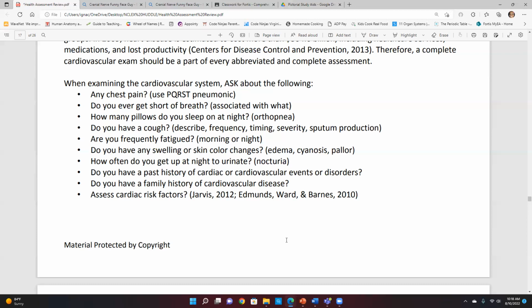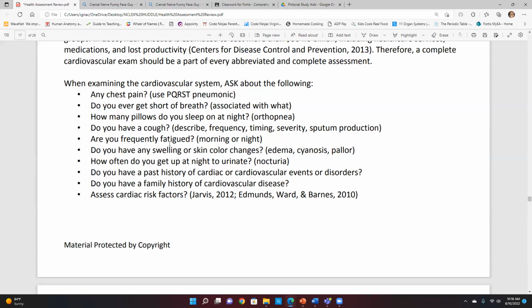You're going to ask about a cough. Do they have sputum, right? Is it blood tinged? Because that's going to also be a sign of left-sided heart failure. Do they get frequently fatigued? Okay, again, these are all things that can indicate the patient may have congestive heart failure, right? Do you get up in the night to urinate? That is nocturia. Whenever you see uria, think urine. Think nocturnal, think nighttime.